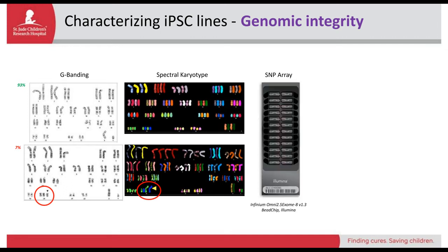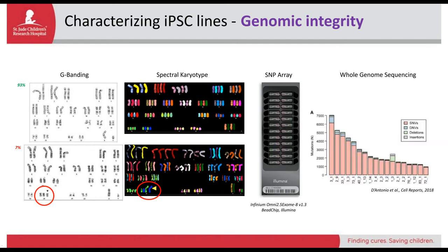For a deeper, higher resolution analysis, you can also look at these lines on SNP arrays, such as this one from Illumina. The array will basically detect copy number variations, indels, translocations, and SNPs as long as they're present in at least 20% of the population. So it gives you a digital karyotype of the line. And several labs also prefer to do whole genome sequencing, so you can detect all your deletions, insertions, single nucleotide variants, de novo variants, etc.